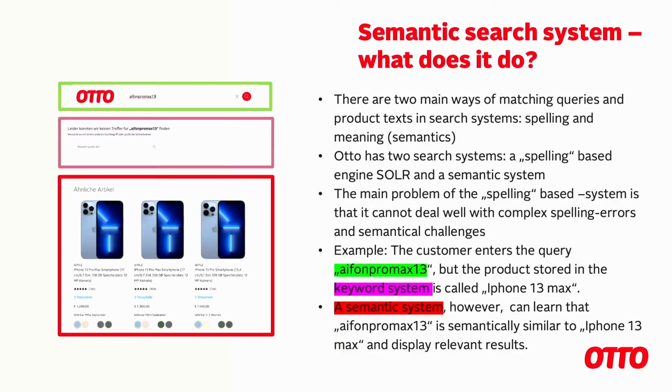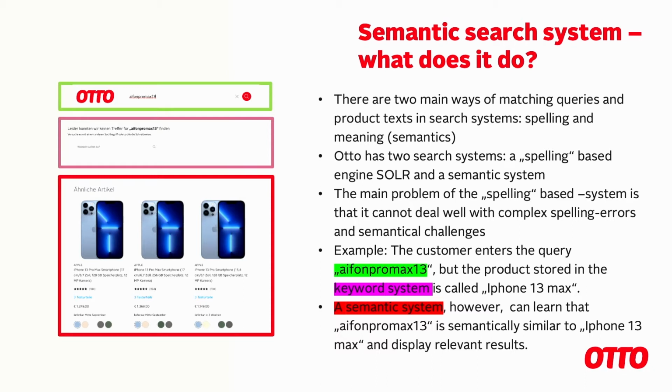So let's start. The introduction is the semantic search system. What does it do? There are 2 main ways of matching products and queries. One is the lexical way, and the other one is the semantic way. One, you look out for the exact spelling. The other one, you look out for the similarity of meaning. That's a big difference. OTTO has 2 systems in place, and they're working in parallel in a hybrid search architecture. One is the spelling-based system, checking for the same spelling, the SOLR system, and the other one is our system, which works on the low recall segment end of the search distribution, which is the semantic system.